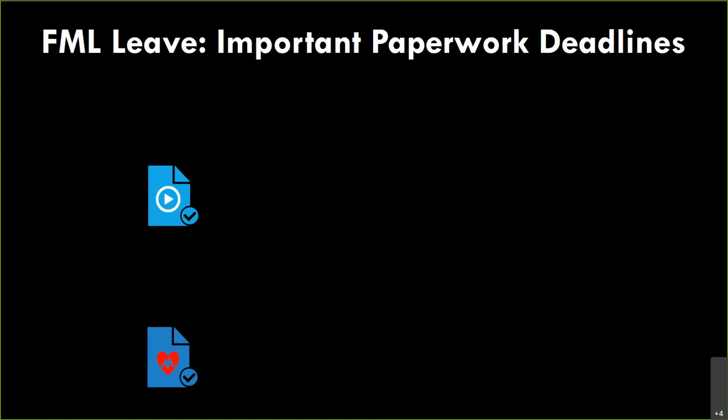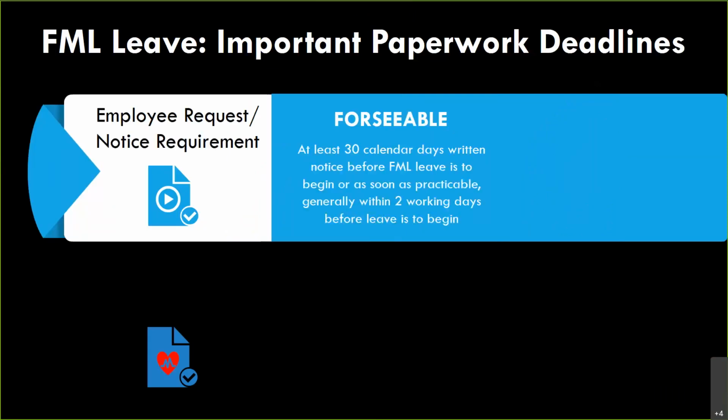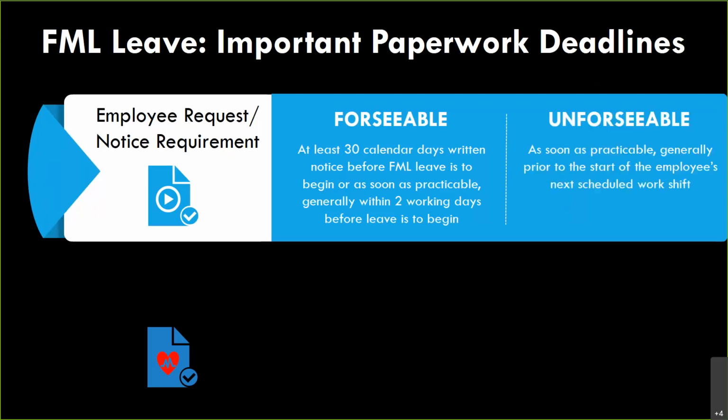So some FML leave, important paperwork deadlines. Employer request notice requirement. When foreseeable, you should be requesting FML at least 30 calendar days written notice before the FML leave is to begin, or as soon as practical, generally within 2 working days before leave is to begin. So this is when you can foresee that you are going to need to request FML. Unforeseeable, as soon as you have knowledge of it prior to the start of the employee's next scheduled work shift. So it's not always that we have planned surgeries. When you are expecting a child or something of that nature, those are normally foreseeable. Sometimes, surgical procedures, when you unexpectedly get sick or you have some type of chronic health condition, it may or may not be foreseeable or unforeseeable.